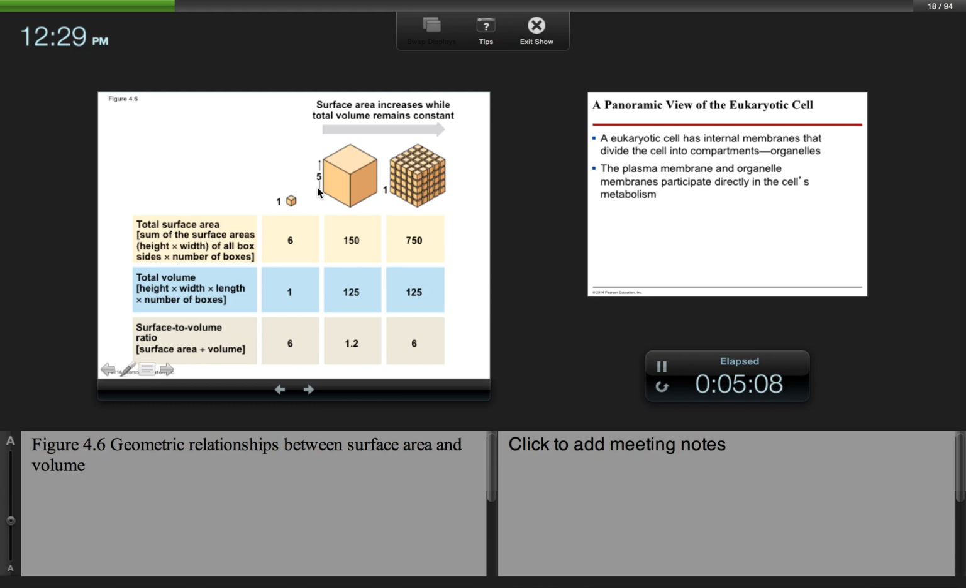So this is showing an example of what happens to the surface area to volume ratio as the cell, or this box, increases in size. Here, the total surface area of this small box is 6, and the total volume, height times width times length, is just 1. So the surface area to volume ratio is 6 to 1.